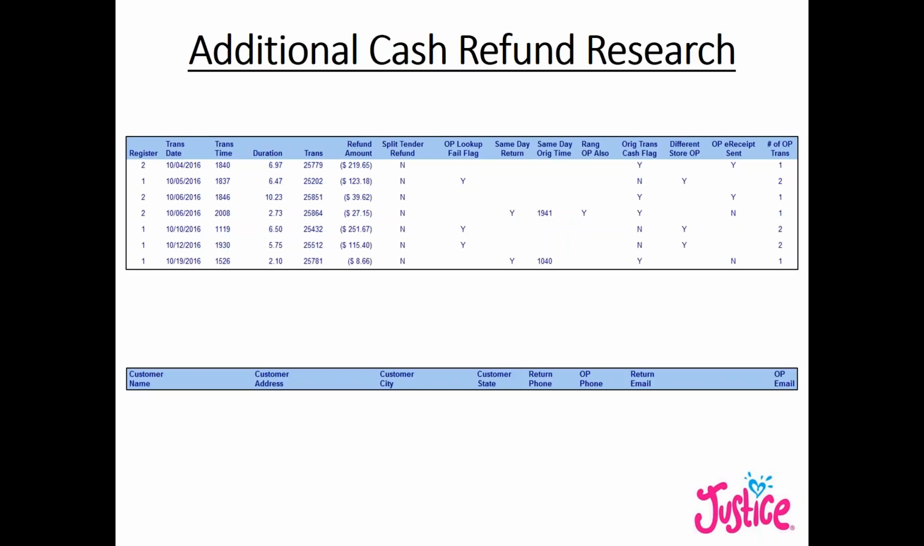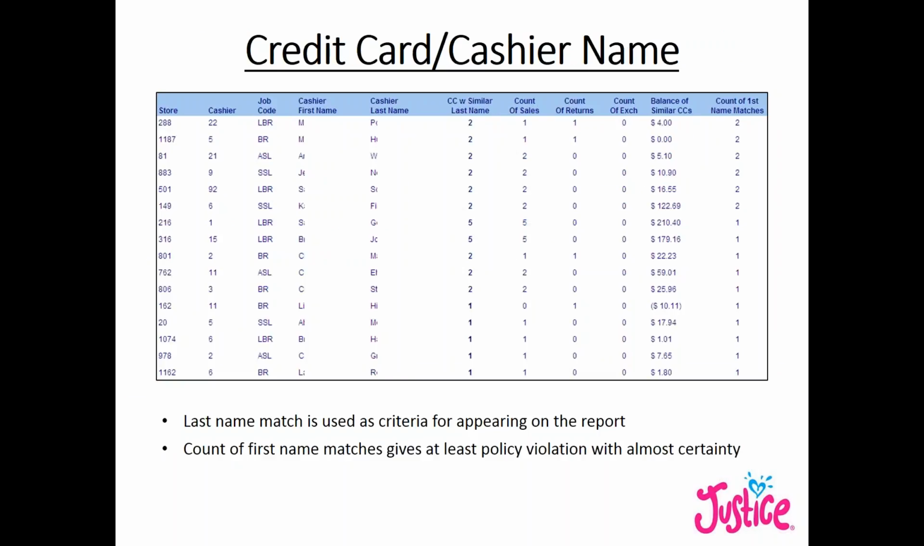The next report here is our credit card cashier name report. The way that we have our data come through, we still get the cardholder name when someone uses a payment card in our environment. So we're lucky there, and a basic comparison of the text field between that cardholder name and the cashier who rang the transaction obviously gives me a ton of information.